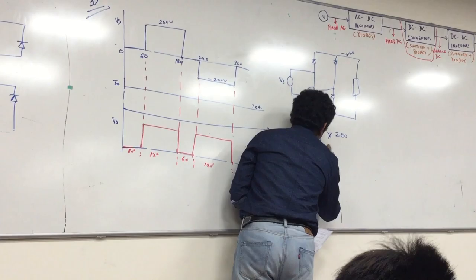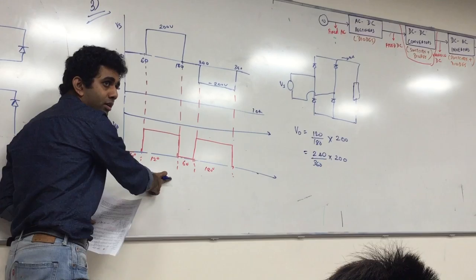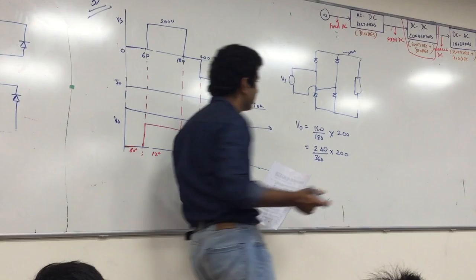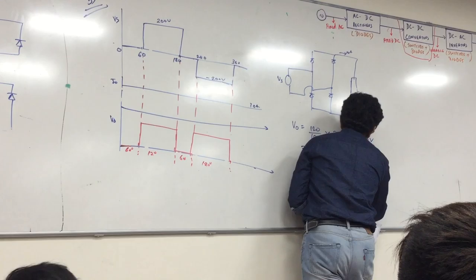Both are valid. If I take one full cycle here, this comes out to be my one period on the output side, because your waveform repeats after every 180 degrees here, not 360 degrees. So either one you use, it's fine. What's the answer you're going to get? VO is 2 by 3 of 200, which is 133.33. This is my average output voltage.